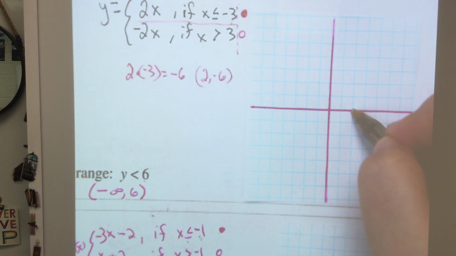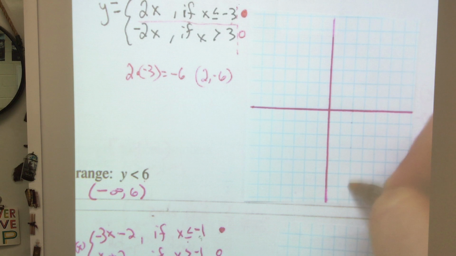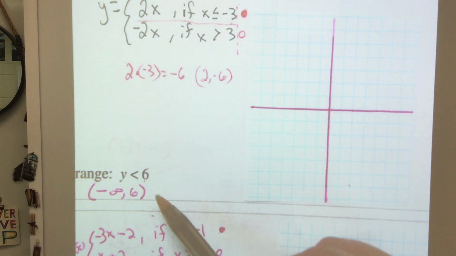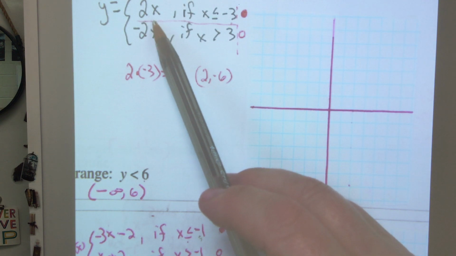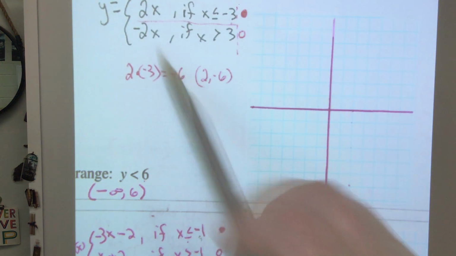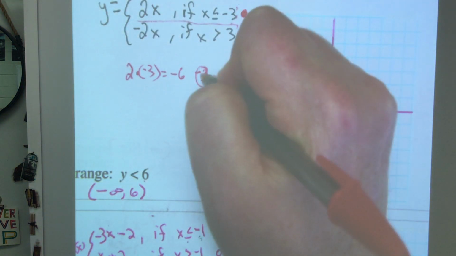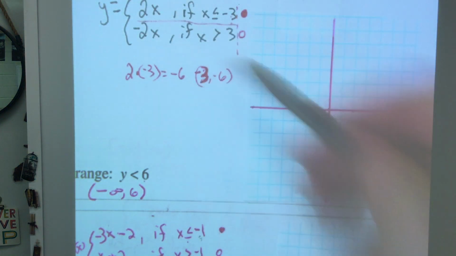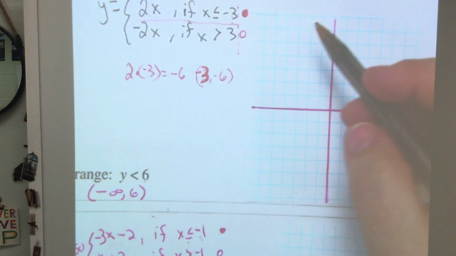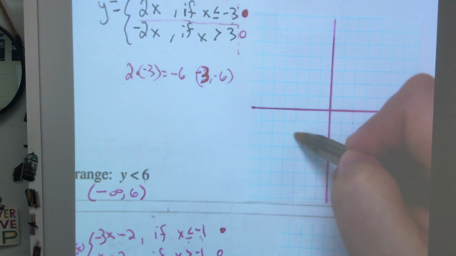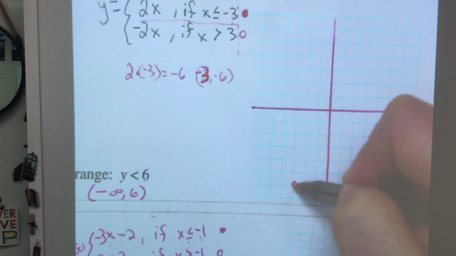So here's over 2, down 1, 2, 3, 4, 5, 6. Something is wrong, because theirs looks a lot different. Did I copy this right? 2x, -3, -6. Yeah. Oh, no wonder, -3. There we go, because that's what I plotted. X is my -3. Okay, now we're back to business. So -3, 1, 2, 3, and down 6: 1, 2, 3, 4, 5, 6. So here's my closed dot.